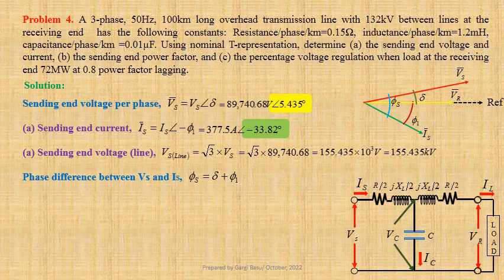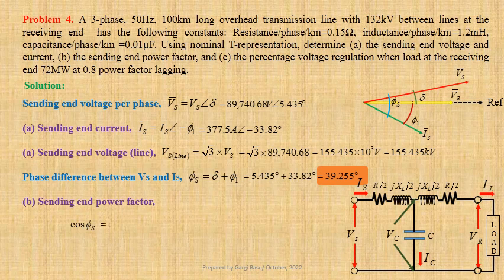Using values we get 5.435 degree plus 33.82 degree. That gives us 39.255 degree. Now we shall calculate sending end power factor. Cos phi s equals to cos of 39.255 degree, that is equal to 0.7743 lagging.